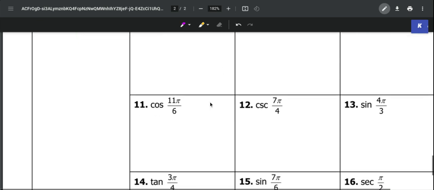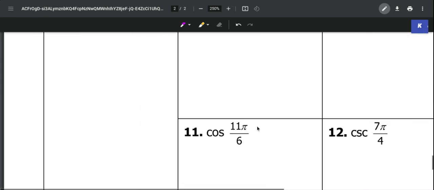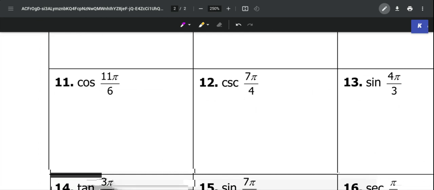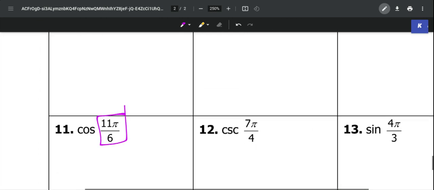I'm going to show you to do it this way, and then I'll show you the other way you could do it too, and I guess I'll let you pick. But first, we're going to start off by taking this 11 pi over 6 and turning it into degrees. So we want to convert that to degrees.